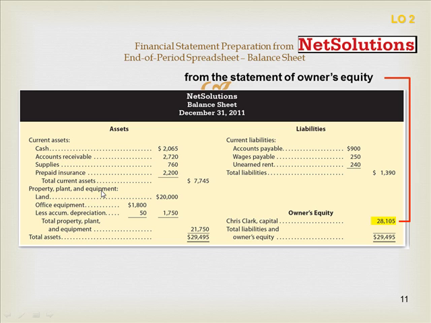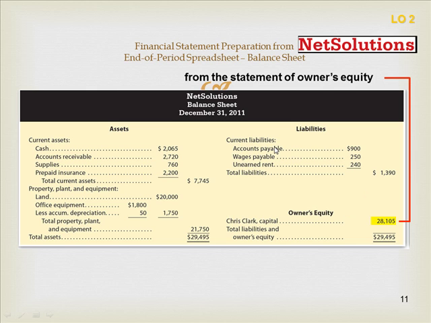We then have property, plant, and equipment, which is also referred to as fixed assets. Land, $20,000. We have the office equipment of $1,800, less the accumulated depreciation of $50, for a book value for equipment of $1,750. The difference between the asset and the accumulated depreciation is the book value. Very valuable information. Total property, plant, and equipment or fixed assets is $21,750 for total assets of $29,495. So assets altogether, $29,495.